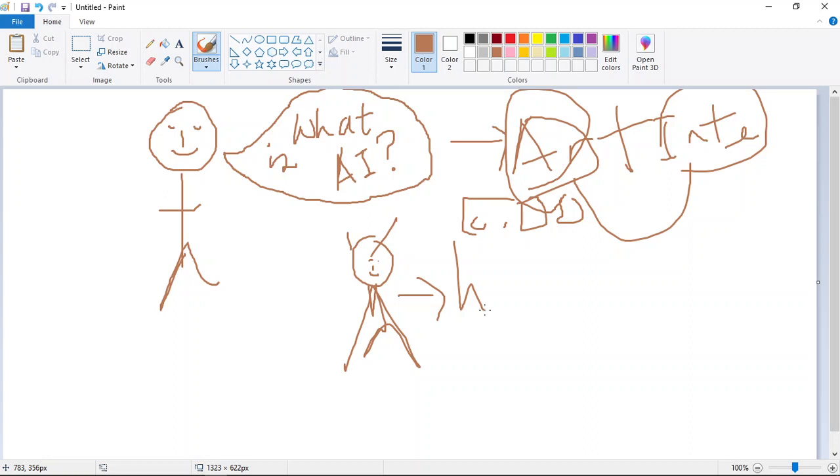So the main goal of AI, first, is that it tries to mimic the way that humans think, operate, memorize, and also understand different patterns from what we see or what we experience.